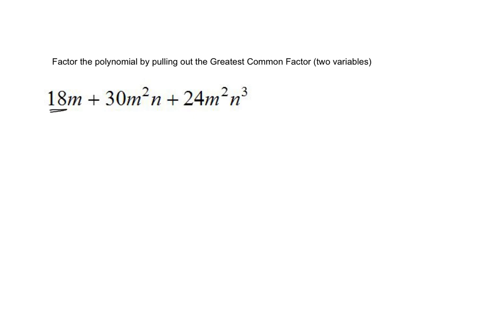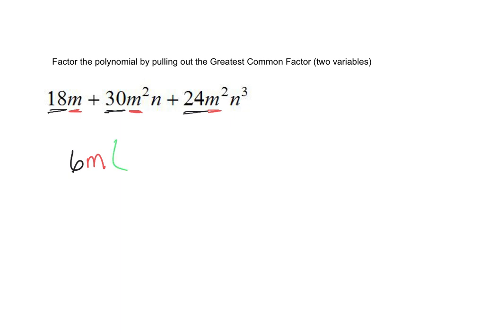So again, I want to focus on my numbers. So I want to find a number or a factor that's common to 18, 30, and 24. So because I know my times tables, I know that 6 is my best option. And then I'm going to see what variable I can take out. So I see that I have at least one m in all of my terms, so I can take out at least one m. And then I'm going to see what's left over.